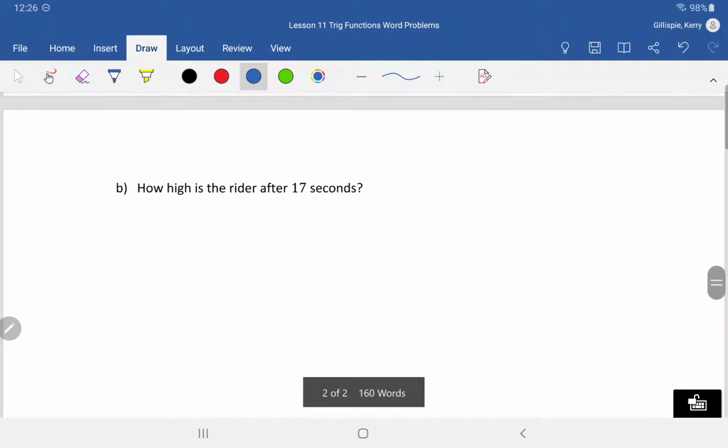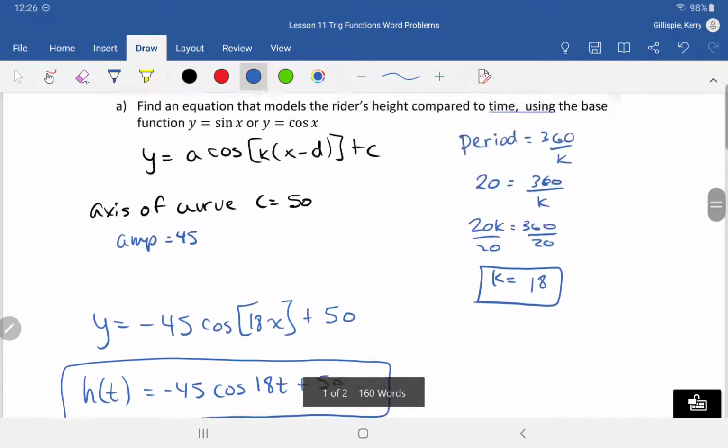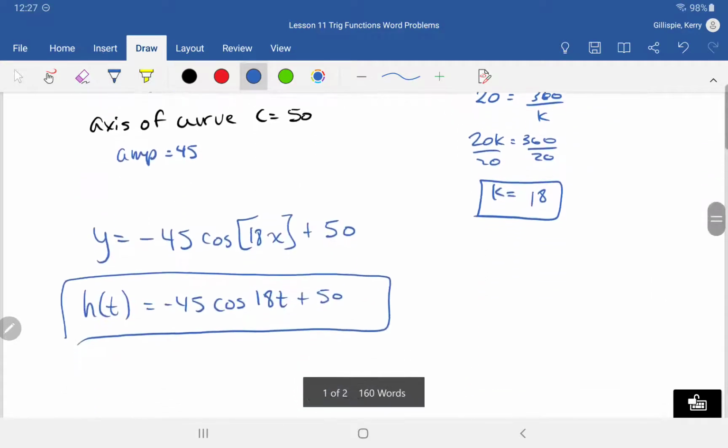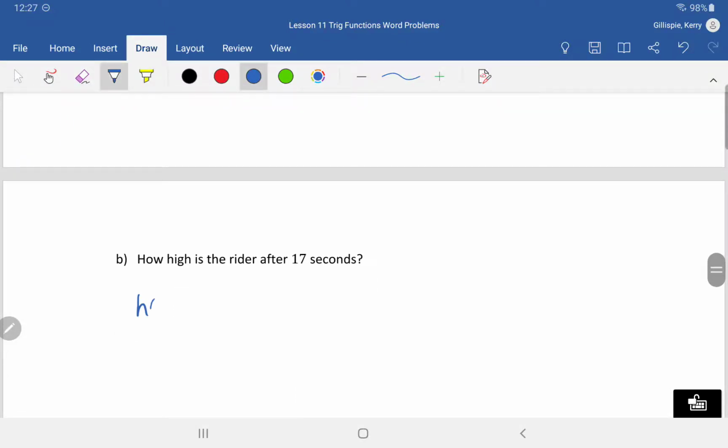Okay, part B. How high is the rider after 17 seconds? Well, let's have a look at the graph. 17 seconds is about here. And we can see the rider is somewhere between the 5 and 50 in terms of height. How can we calculate that exactly? Well, since they're giving us the seconds, all we have to do is sub 17 in for time. So we're going to find h at 17.